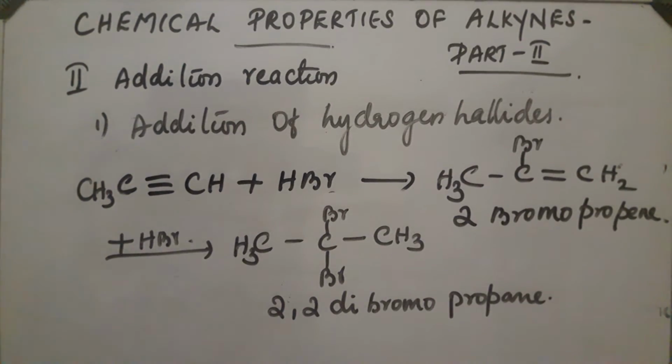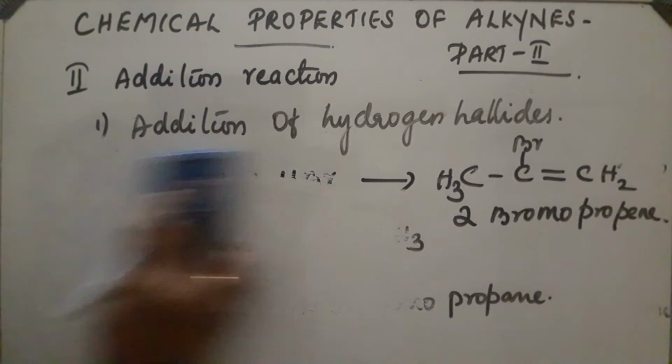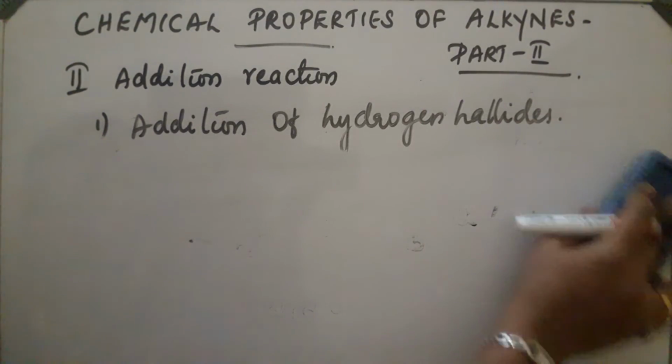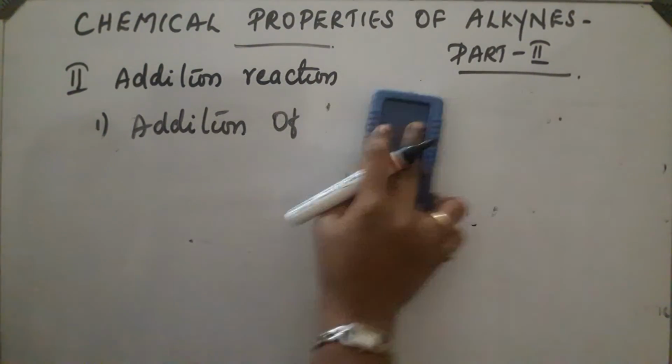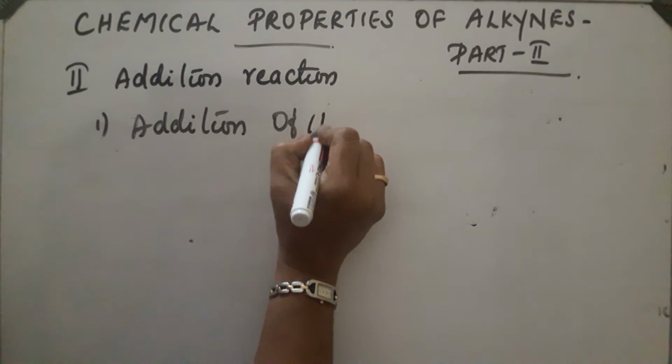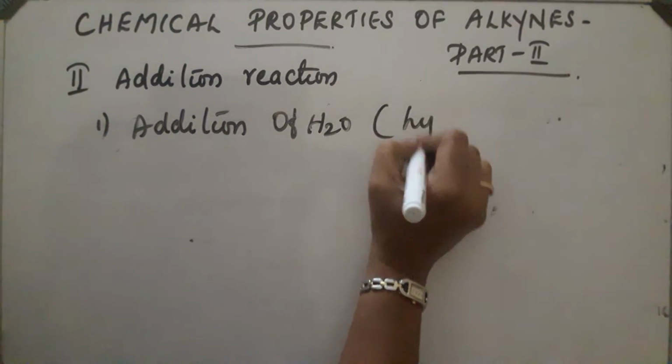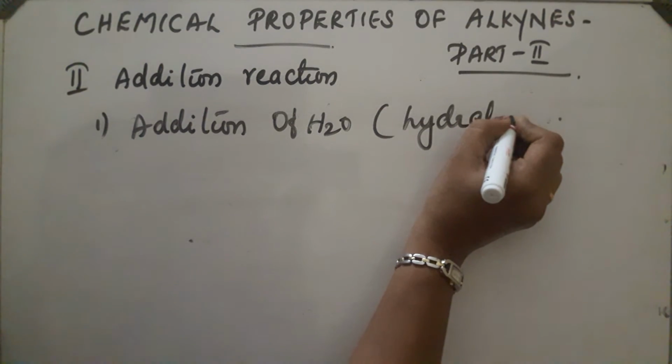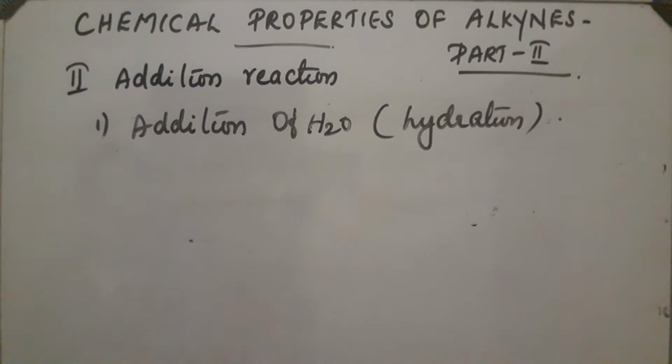Now, next reaction is addition reaction. Next is addition of water. Addition of H2O, or hydration reaction. What will happen? When a water molecule adds, the reaction takes place in mild conditions, that is in presence of mercuric sulfate, HgSO4, dissolved in dilute sulfuric acid at a temperature of 333 Kelvin.